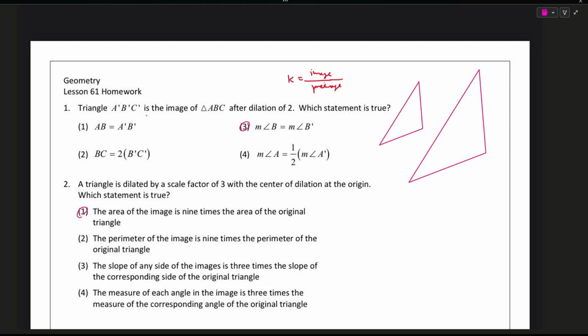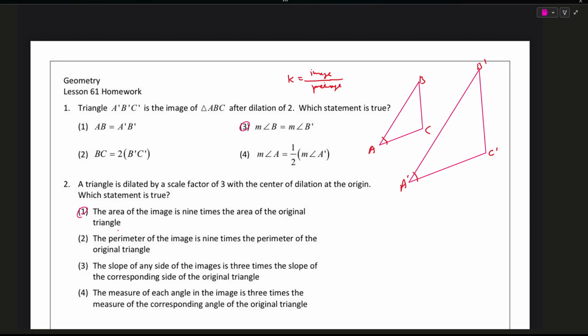So this question says triangle A prime B prime C prime is the image of ABC after a dilation of 2. So I drew it like this. All the angles should be congruent, right? If this is ABC and this is A prime B prime C prime, these should all be the same. So that's why the answer should be choice 3, right?